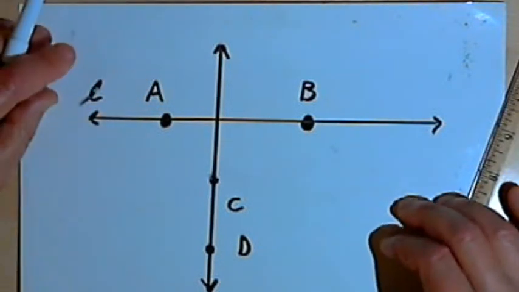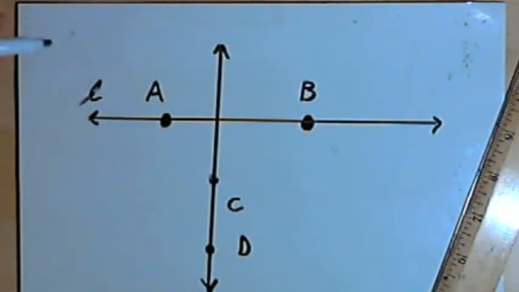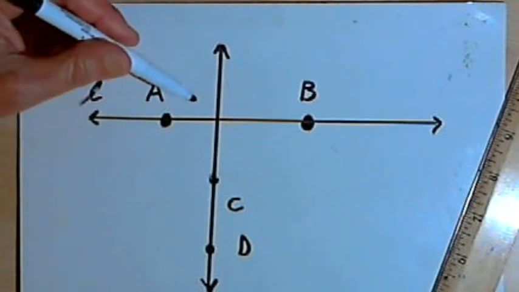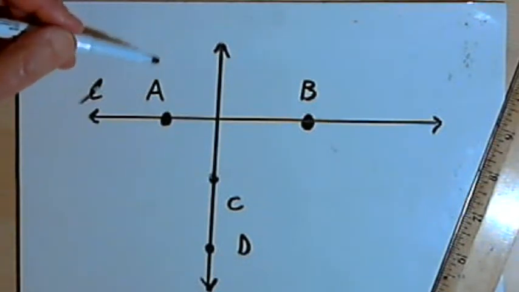Okay? So that's the basics. There's a whole lot more, but that's the basics about things that can happen when you've got points and lines that fall on the same plane.